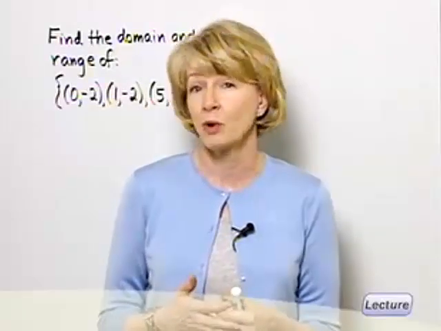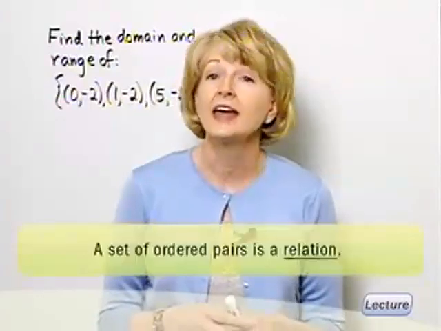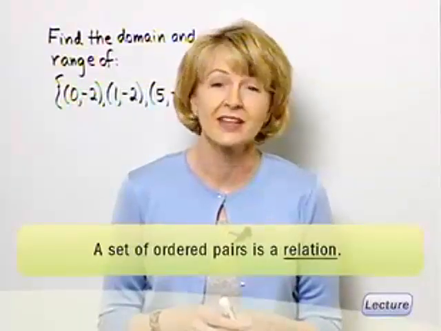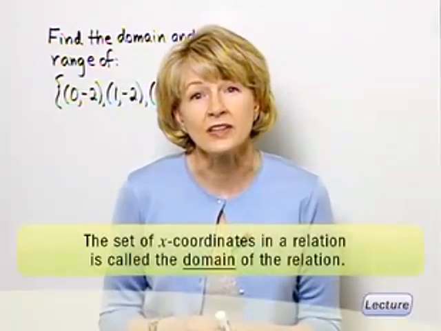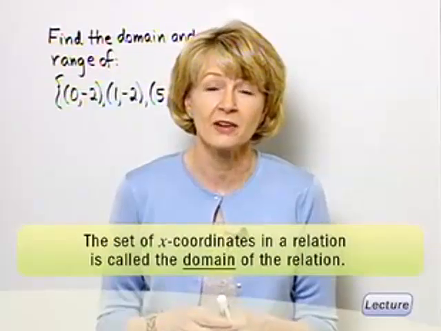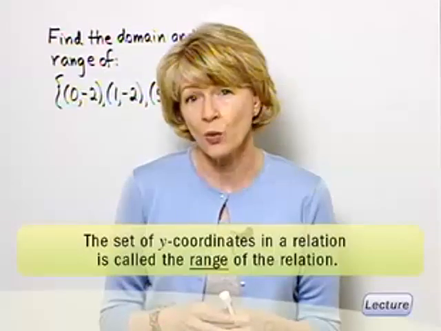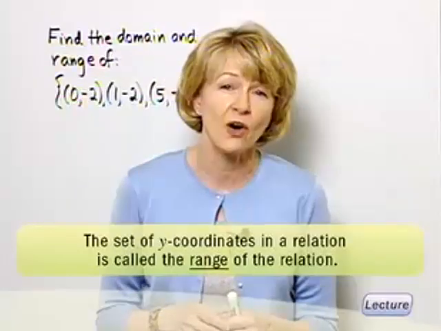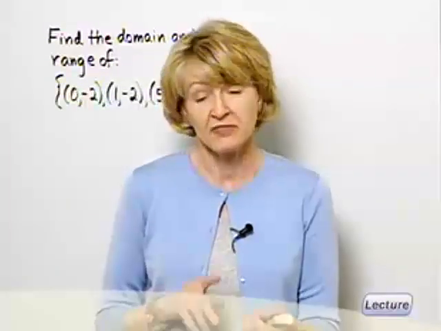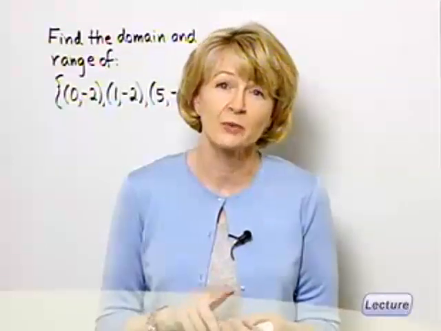So let's talk about what we mean then by a relation. Let's give a definition. A set of ordered pairs is called a relation. The x-coordinates in the set of ordered pairs is called the domain of the relation, and the set of y-coordinates in the relation is called the range. So I've defined relation, domain, and range.